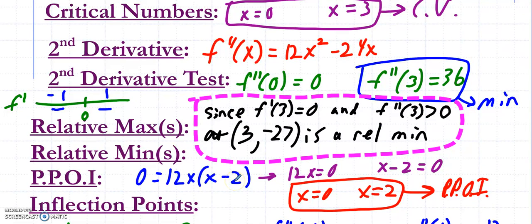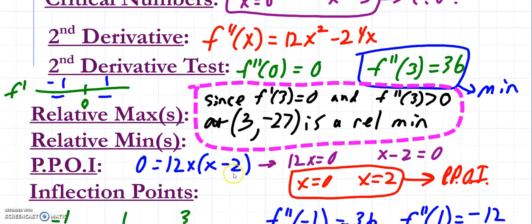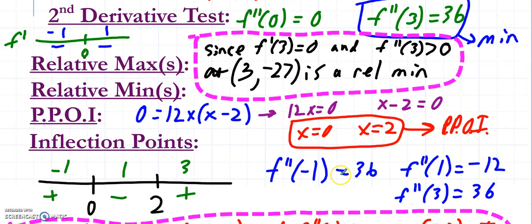Moving on, let's find points of inflection. So find my possible points of inflection. I have my second derivative, set it equal to 0, factor out 12x. I end up with x equals 0 and x equals 2 as my possible points of inflection. So now I'm going to do my concavity chart. So this is f double prime, remember? So I have my possible points of inflection. I plugged in -1, 1, and 3, and I saw that this was positive, this was negative, and this was positive. Therefore, I'm going to have 2 points of inflection.